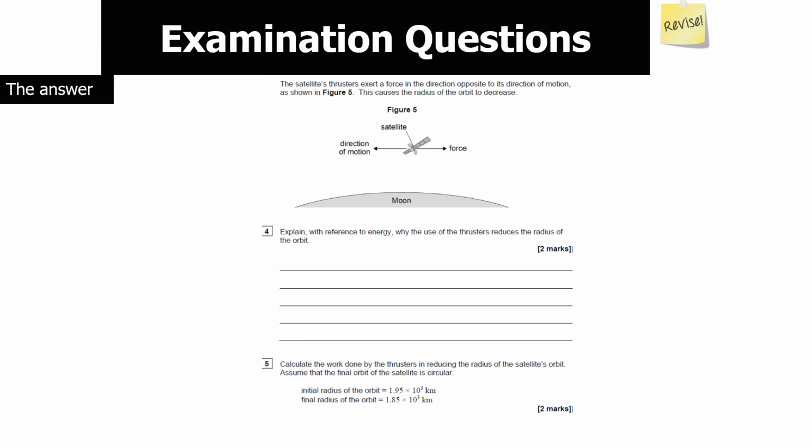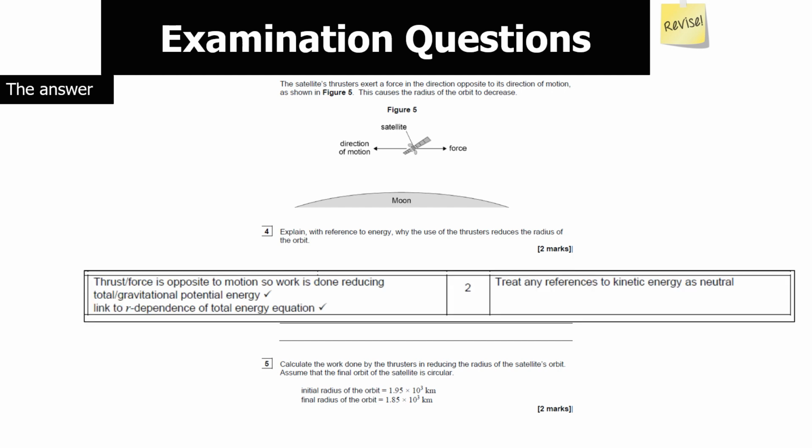Right, so in answering this question you've got to pay very close attention. It says with reference to energy, so you can't be discussing forces, because even if it's correct you won't get the full marks. The thrust is opposite to the motion, so work is being done on the object to reduce its gravitational potential energy. We know from the gravitational potential energy that the radius is in there, because it's minus GMm over r, so it tells us that the thrusters will reduce the radius of the orbit.